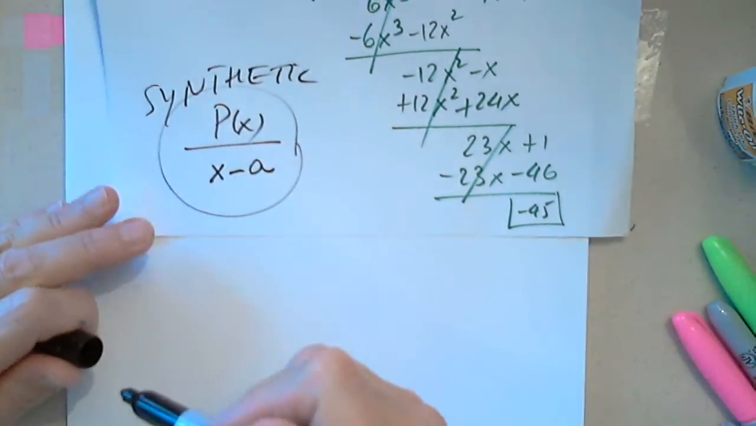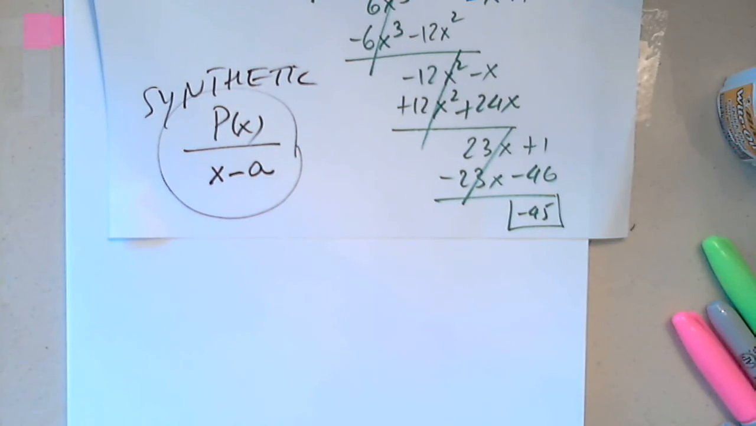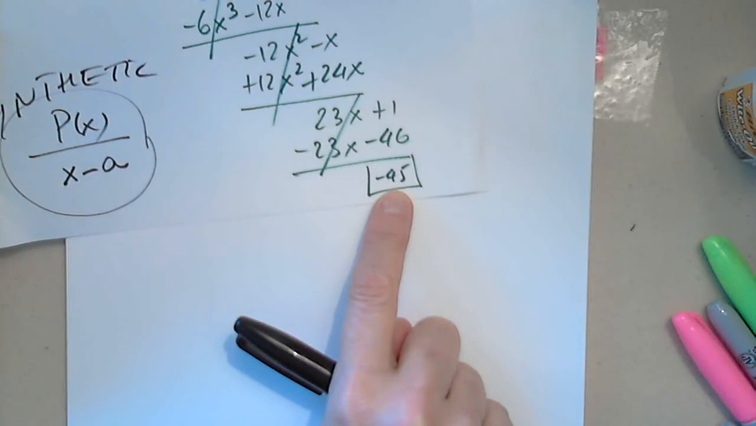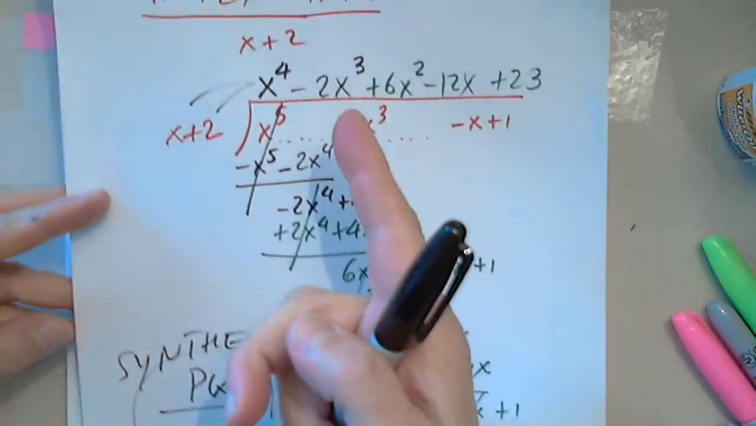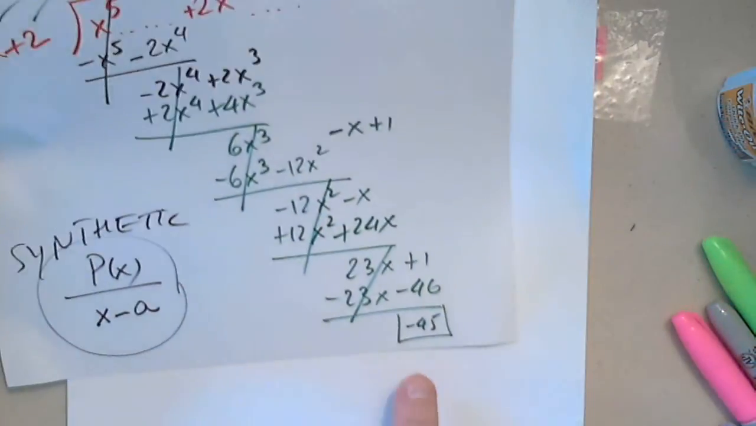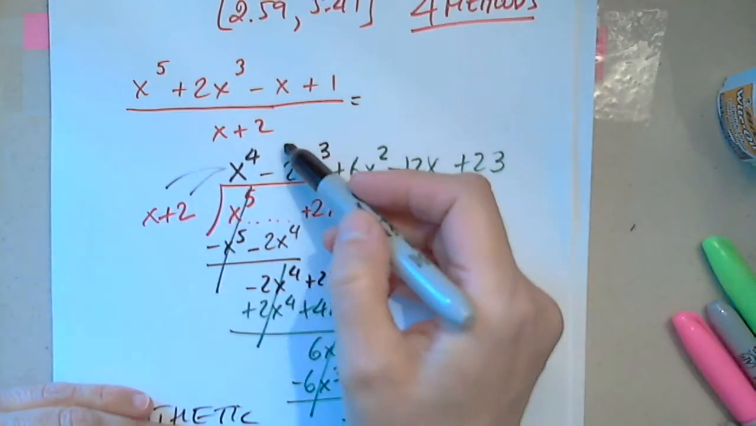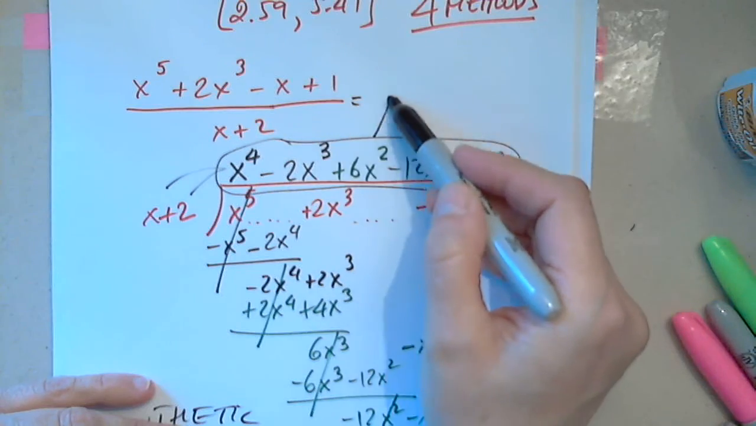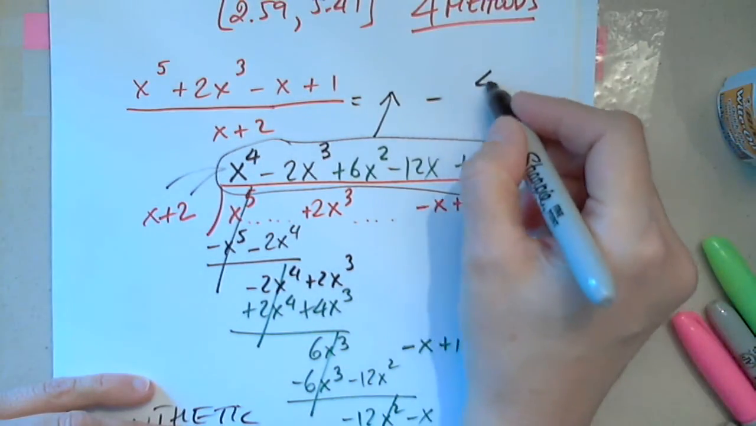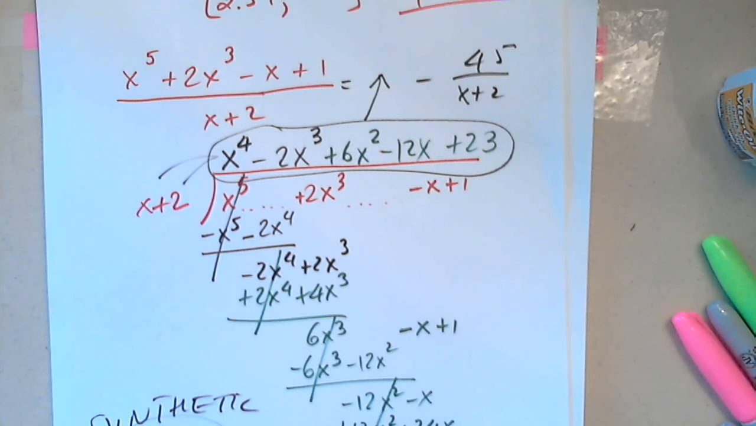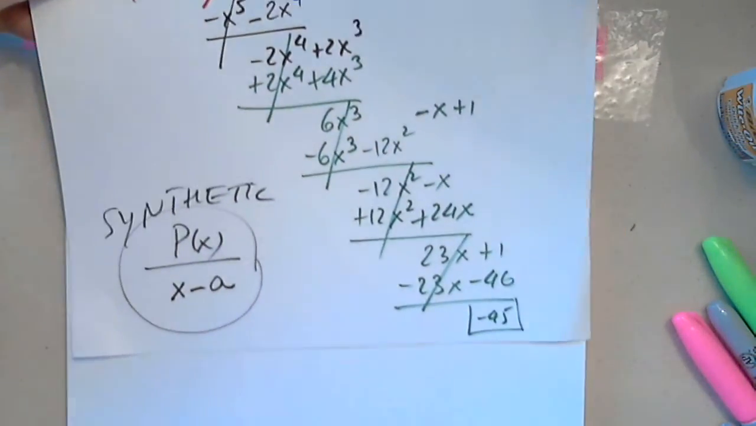So it asks, is x plus 2 a factor? So then it's not a factor because the remainder is not 0. If the remainder is 0, then it's a factor. But if the remainder is not 0, it cannot be a factor. So when I write the answer, I would write all this in here, but then minus 45 over x plus 2. Since the remainder is not 0, the denominator is not a factor of the numerator.